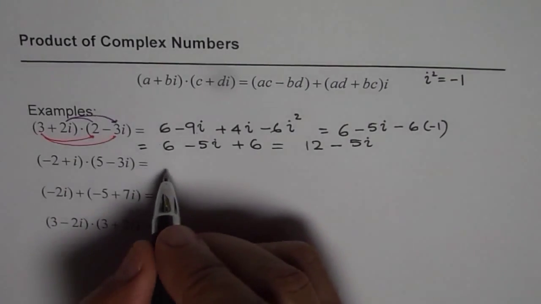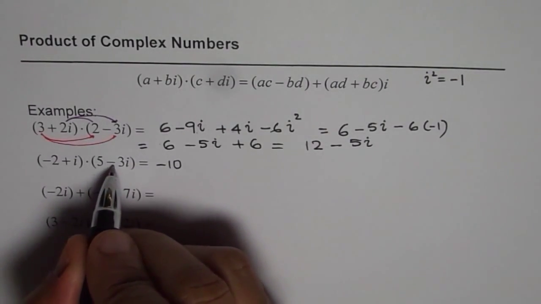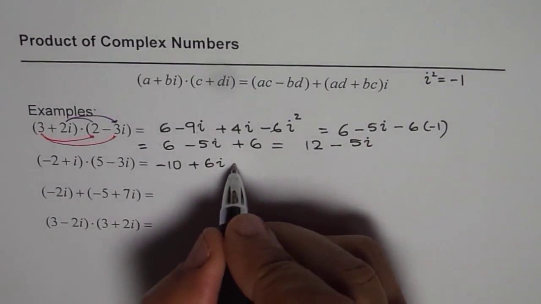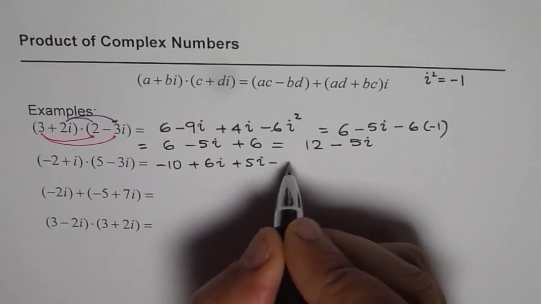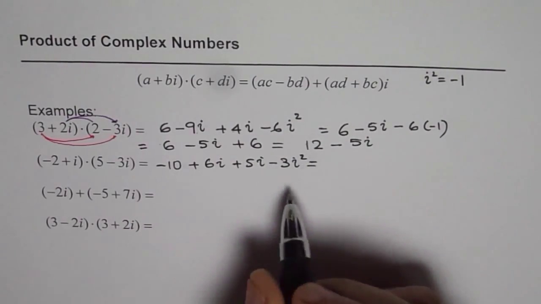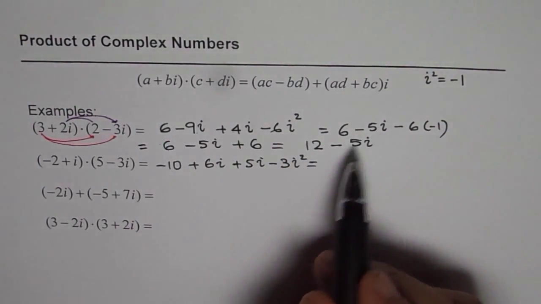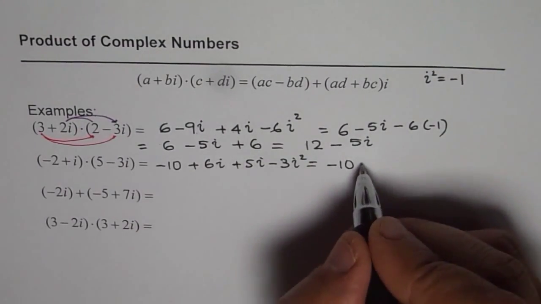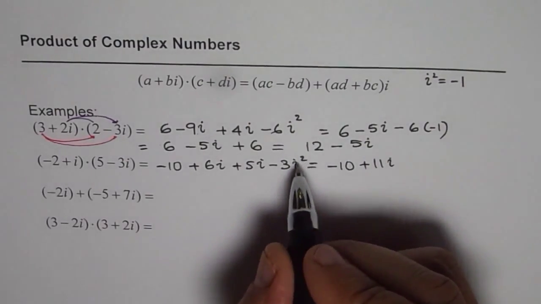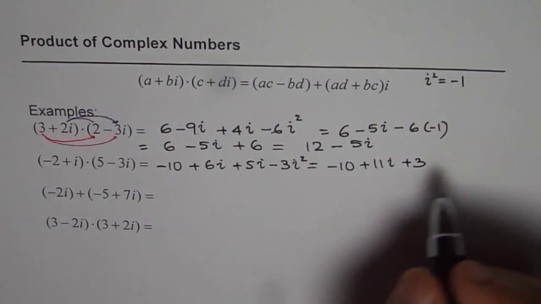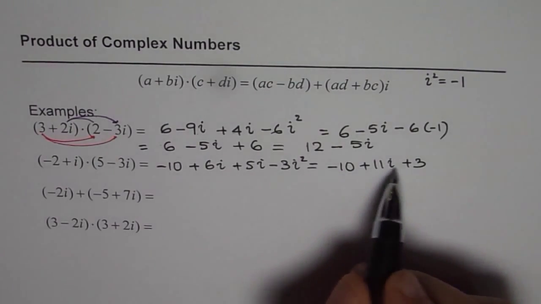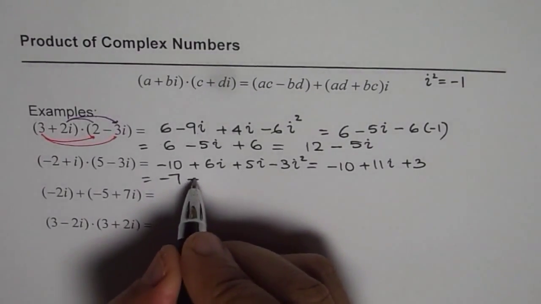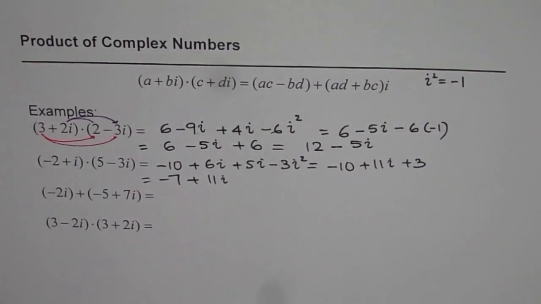−2 times 5 will be −10. −2 times −3i will be +6i. When you multiply by i, we are going to get +5i − 3i², right? So this time I'll cut one short step. This is −10, so this is −10. 6 plus 5 is 11i, and i square is negative, so it becomes plus 3, right? And we can always write −10 plus 3 as −7. So we get here −7 + 11i as our answer, right?